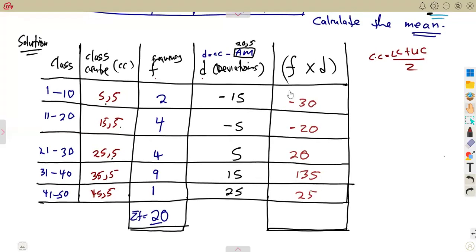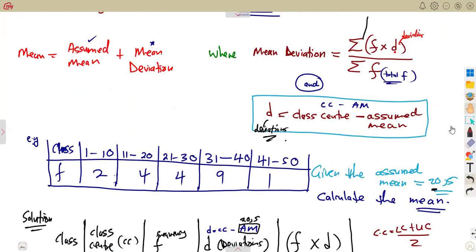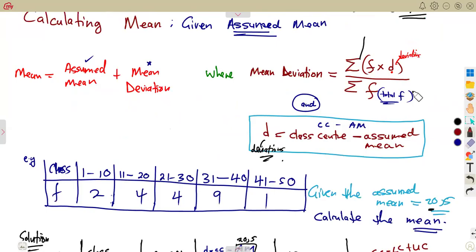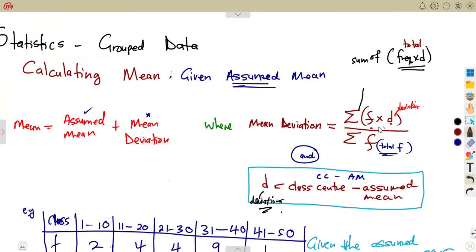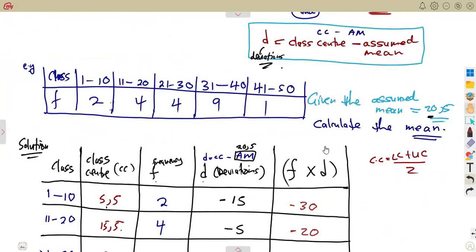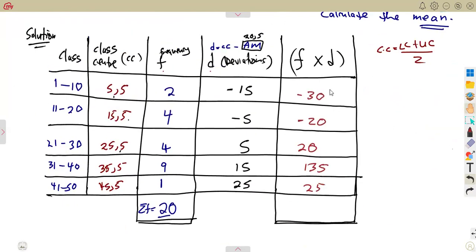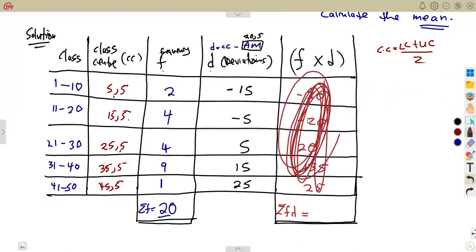Then we need the sum, as we can see here, because the formula states that we need the sum of frequency times deviation. Just like the total frequency, we also need the sum of this. So we are simply going to add this one. What is the sum of these? You add these numbers.